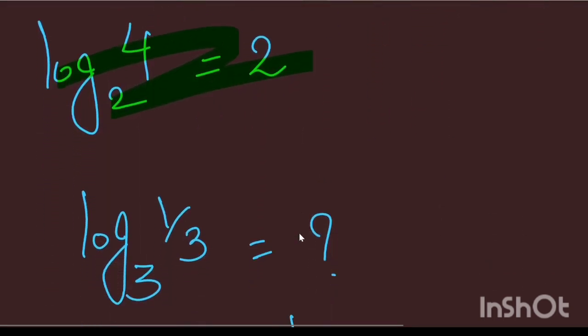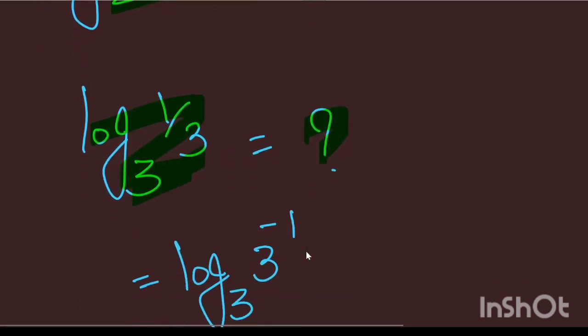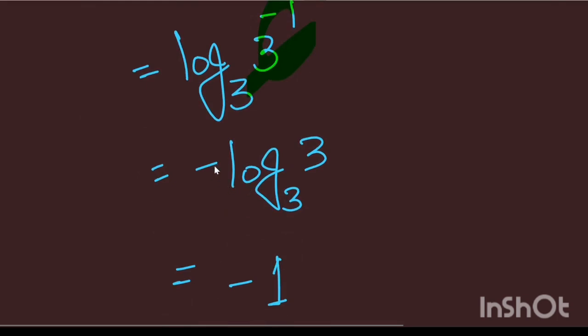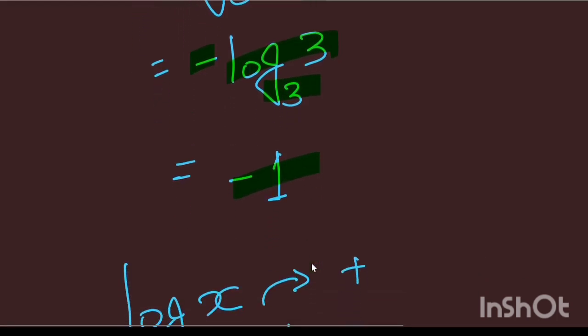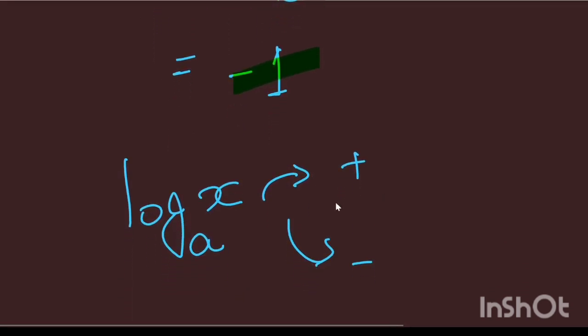If I ask you what is the value of log 1 by 3 base 3, then 1 by 3 can be written as 3 to the power minus 1. Again, minus 1 will come in multiplication. Log 3 base 3 is 1, so it is minus 1. So as you can see from these two examples, and log 1 base a is 0 also, the value of log x can be positive, can be negative, it can be 0 also.